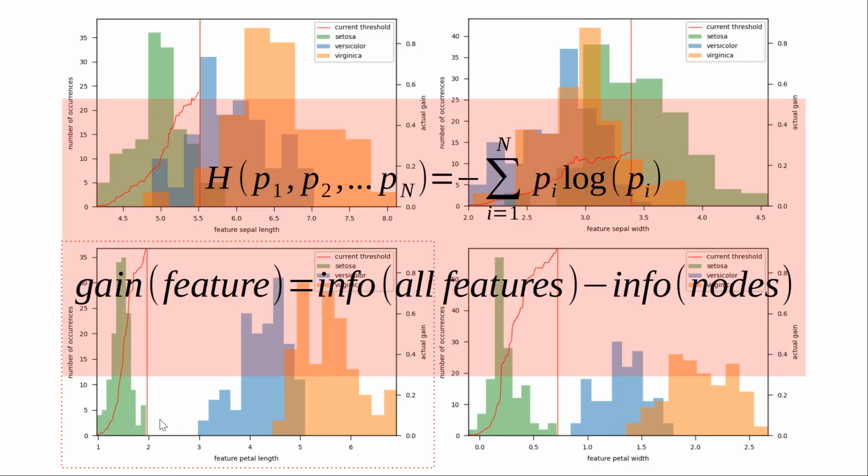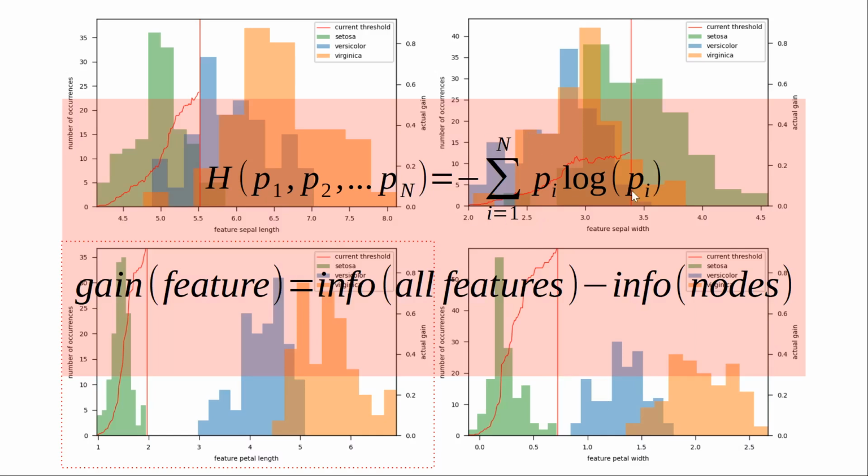Let's recall what we do when we mention the gain. The gain for every feature, in this case we have 4 features, is going to be the information value for all the data minus the information value for the 2 nodes provided by a threshold. The threshold will divide the data set into 2 sides. This side will have an information value, and also this side will have an information value. And in this case, the information value for both sides is the entropy, and the formula for the entropy is shown here.